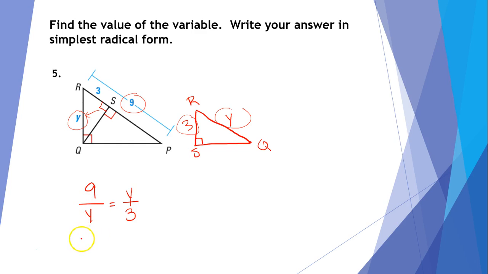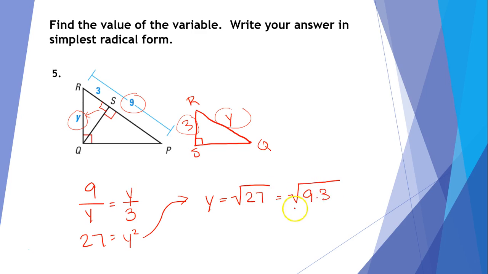So cross multiply, we get 27 equals y squared. And that is the same thing as saying y is equal to the square root of 27. If you simplify that, the 27 breaks out to 9 and 3, because that's what we just multiplied. Take the square root of 9, we get 3 square root 3. And there we go. That's what y is equal to.